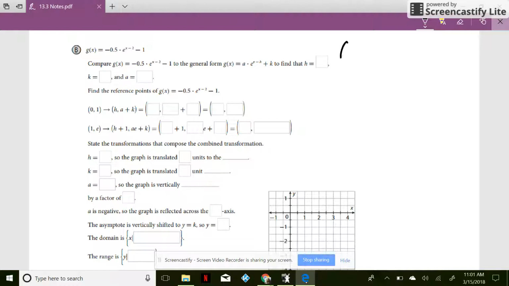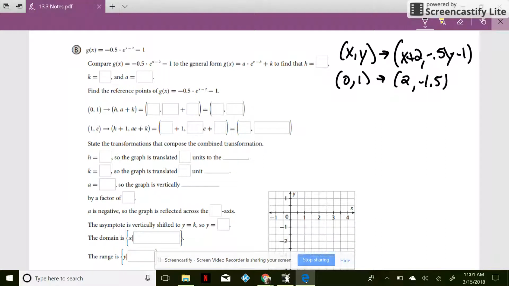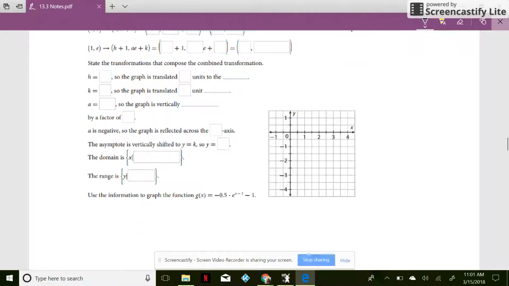So let's see, if we've got this function here, we want to see how our coordinates are changing. So our x values would need to add 2, the y values get multiplied by negative 0.5, and then we'll subtract 1. So we've got the coordinate (0, 1), that will become (2, -1.5). And then the other reference point is (1, e), that will become (3, -1/2 e - 1). So once you have those coordinates, you can graph those.